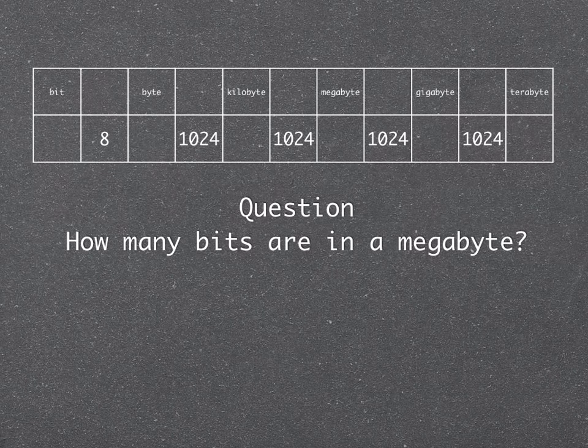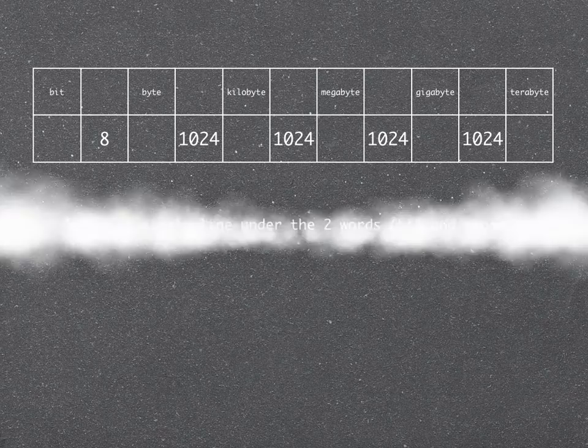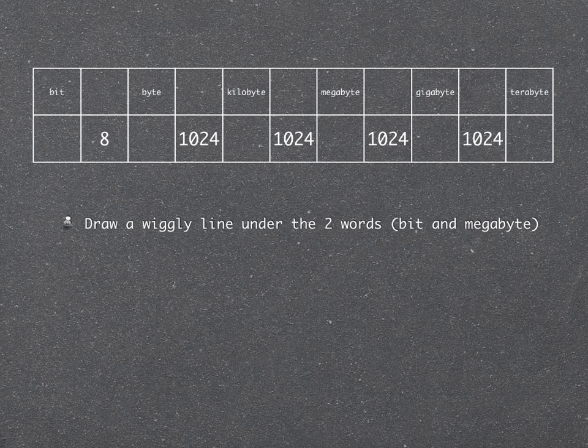Here's the question we'll solve then. How many bits are there in a megabyte? Remember, a bit is a switch. So how many switches make up a megabyte? What we do is this. We draw a wiggly line under the two words that were involved in our question, bit and megabyte. There they are, the two wiggly lines. How many bits in a megabyte?